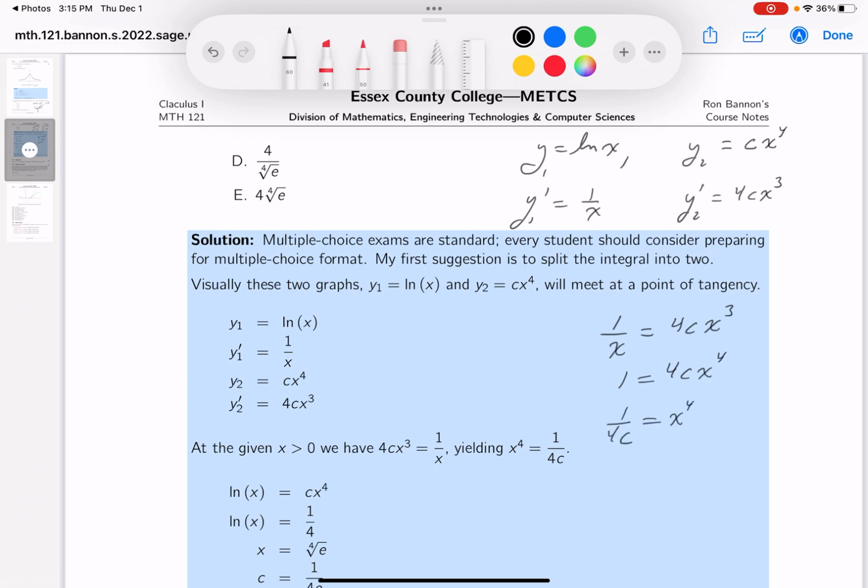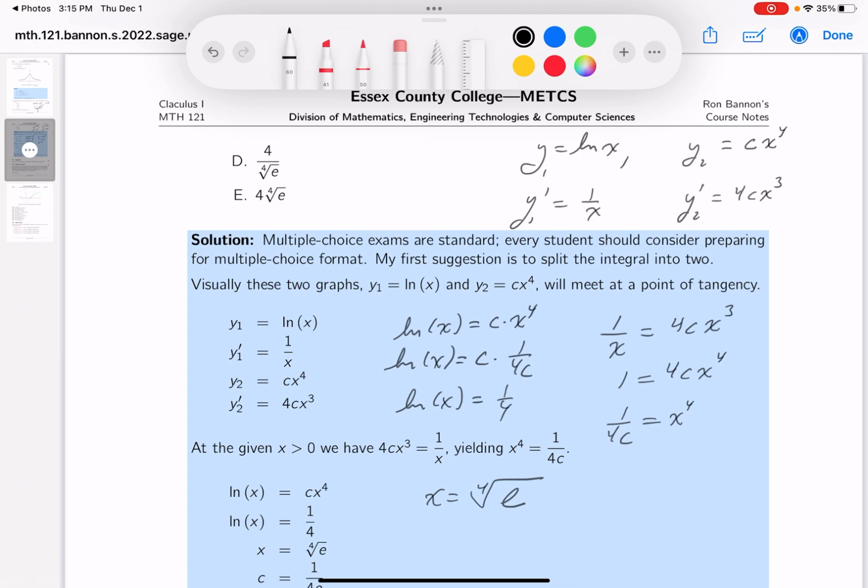And I'm going to use this in the equation. The equation I'm talking about is where the natural log of x is equal to c x to the fourth. So x to the fourth is 1 over 4c. That means the natural log of x, again, c is a positive number, is a quarter, which means x is the fourth root of e. All right, so I know what x is.